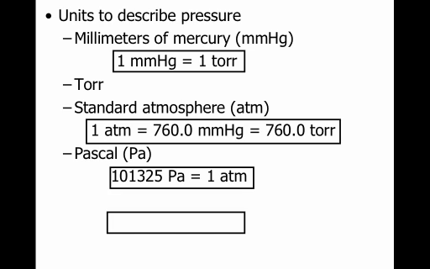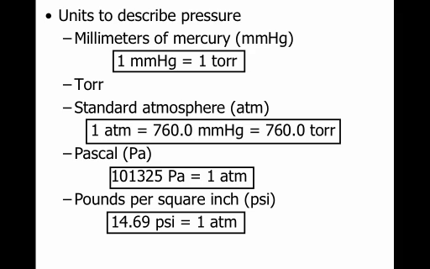101,325 Pascals is equal to 1 atm. And then one that you maybe have heard of is pounds per square inch, or PSI. So 1 atm is equal to 14.69 PSI. If you listen on the news and hear them talk about pressure, you'll hear them say that the pressure is so many inches and rising or so many inches and falling. So they're measuring it in inches of mercury instead of millimeters of mercury like we do here.